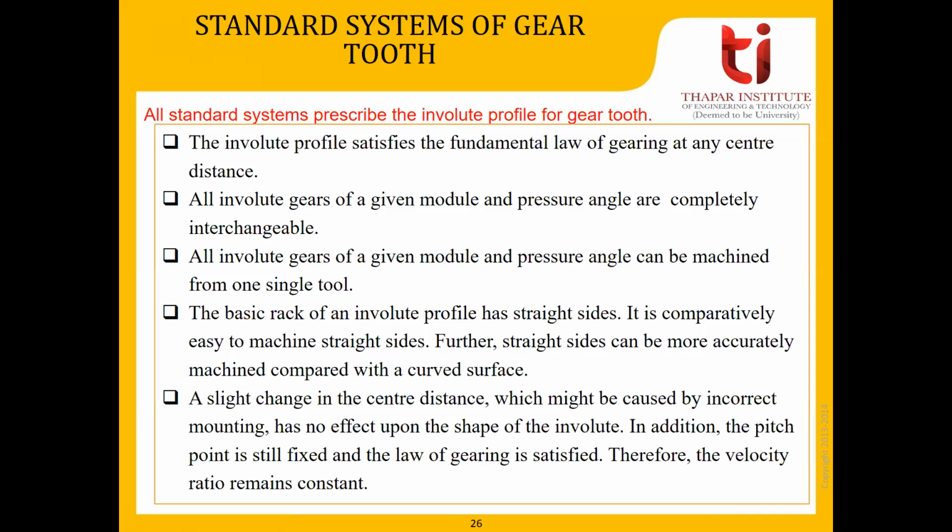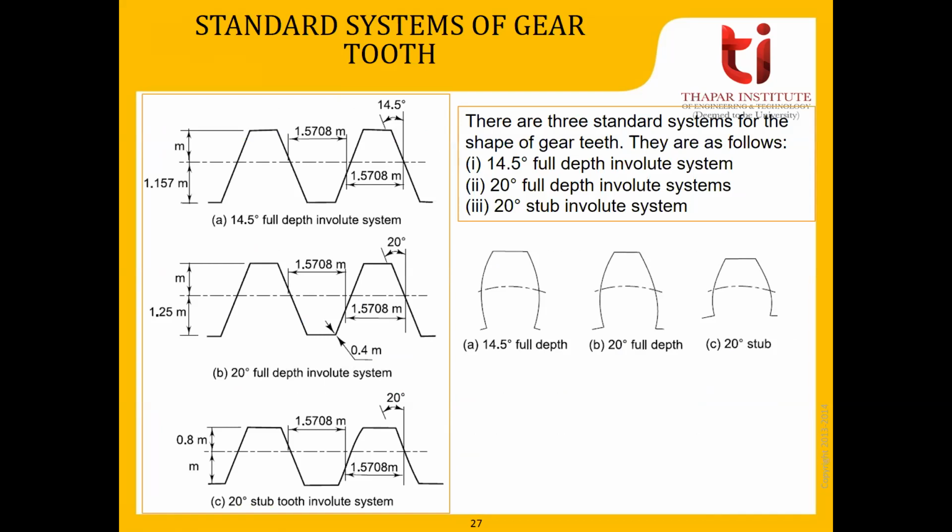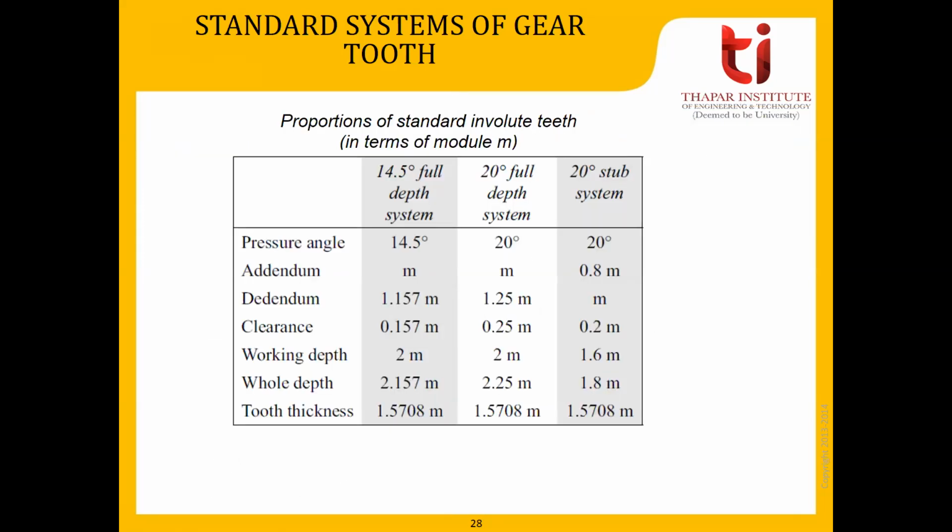So you can go through this theory, and these are the standard tooth systems. The first one is the 14.5 degree full depth involute, and from here you can get the respective dimensions. Then the 20 degree full depth involute system, and the 20 degree stub involute system. If we are going to design the tooth, you can pick standard dimensions from these figures, and in the book there is a table from which you can pick the respective dimensions.